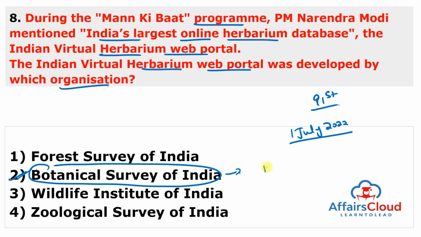It is also known as ivh.bsi.gov.in as a part of Azadi Ka Amrit Mahotsav and Digital India initiative. So the main aim is to provide comprehensive database on the herbarium specimens regarding the floral diversity of India and other countries that are preserved in the cabinet of the herbarium building through online access. So remember, this is the first Indian virtual herbarium web portal and it is developed by Botanical Survey of India.